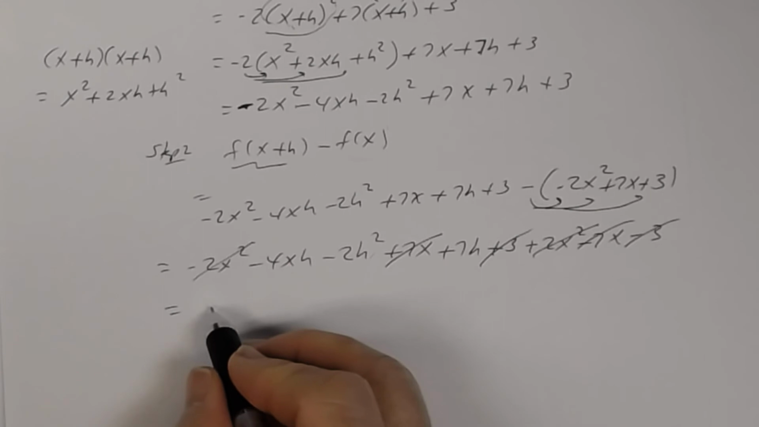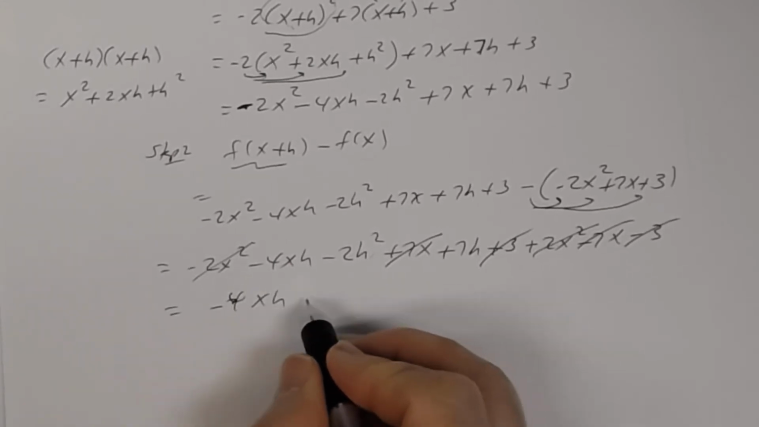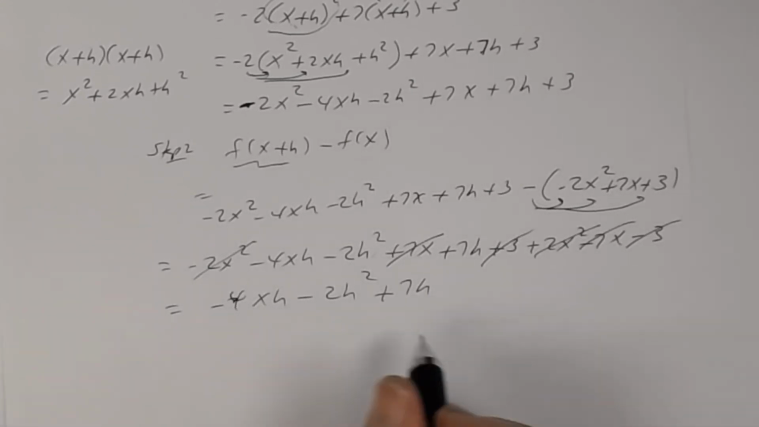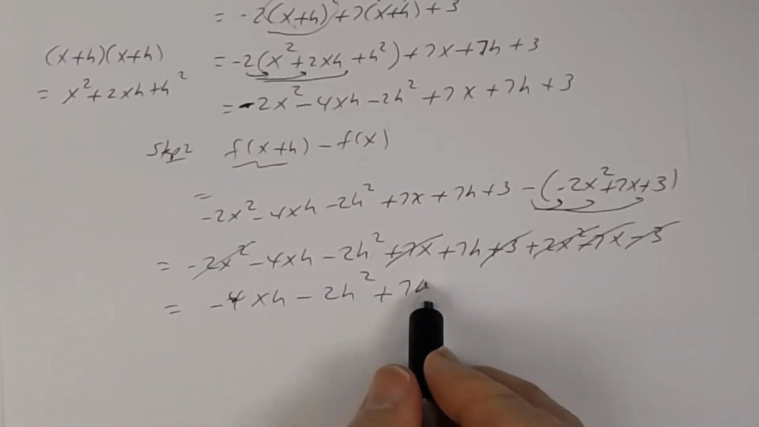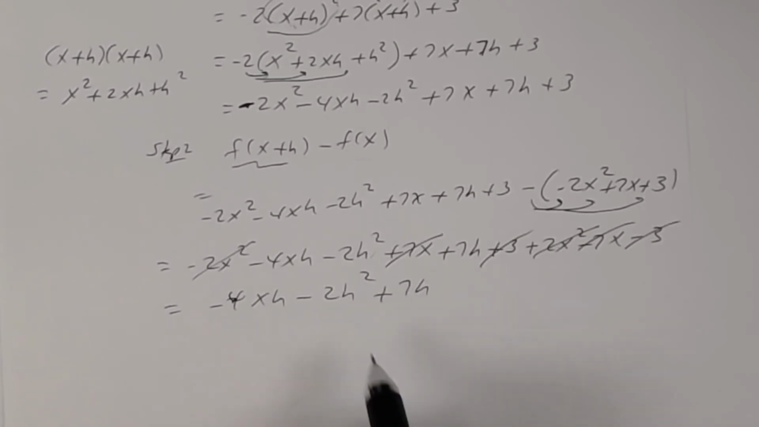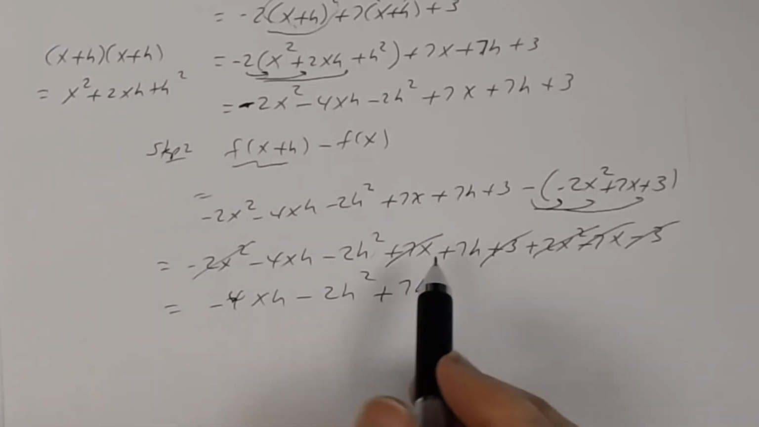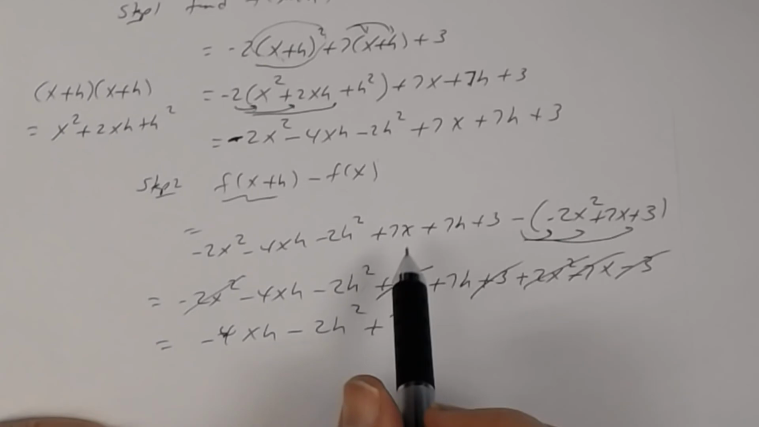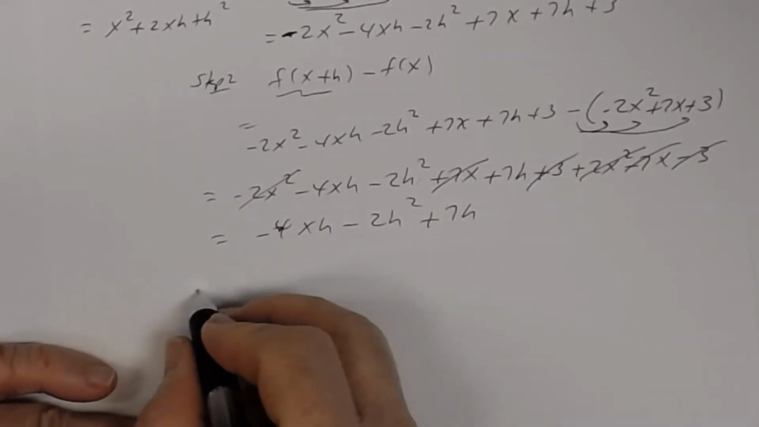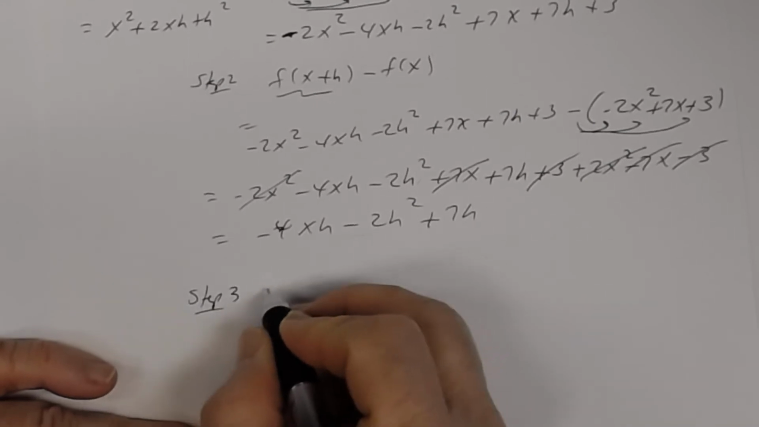Every term that is left has a factor of h, at least one of them. This has one factor of h. This has one factor of h. The exponent's 1. This has 2, h times h. Okay, so that was your numerator. So at the end of step 2, that's your numerator. Then you're almost done. Step 3 is actually find the difference quotient.